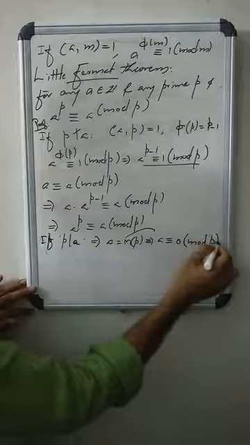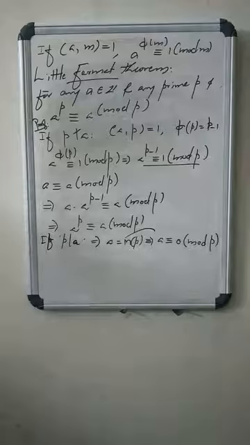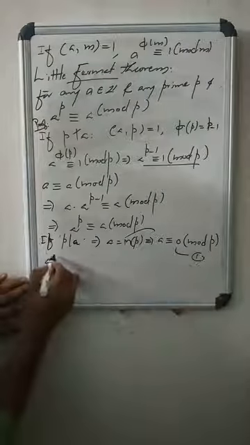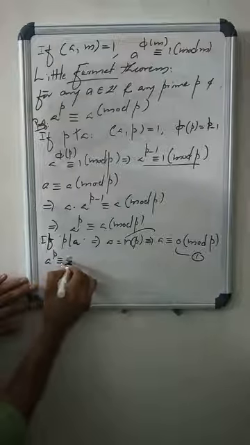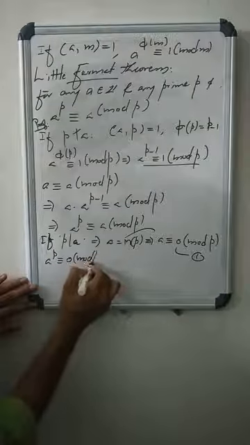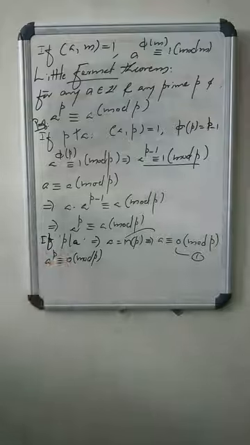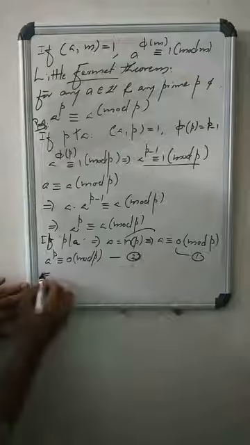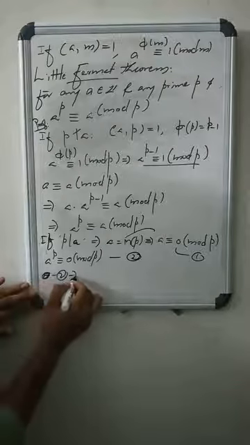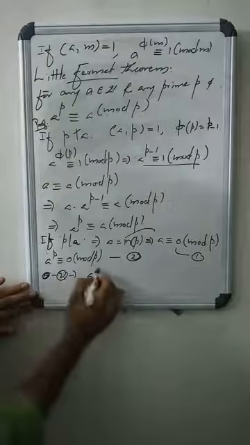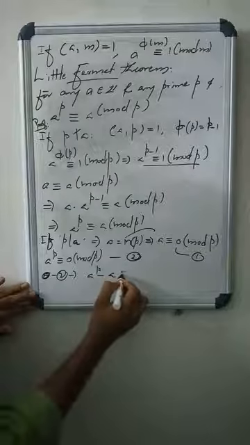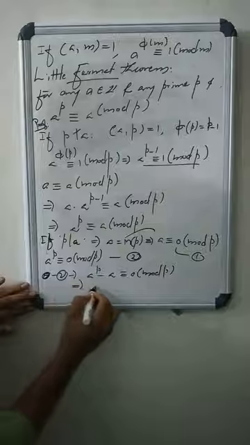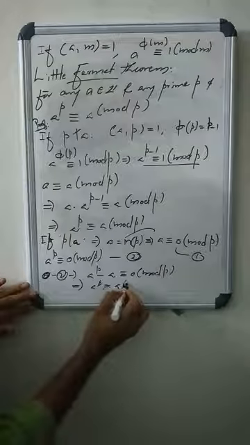A is a multiple of p means a is congruent to 0 mod p. Mark it as 1. Again, its power, a^p, is also congruent to 0 mod p if a is congruent to 0 mod p. Mark that as 2. So 2 minus 1 gives a^p minus a congruent to 0 mod p. That means a^p is congruent to a mod p.